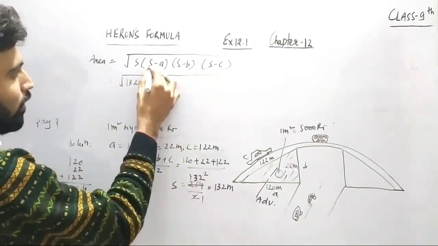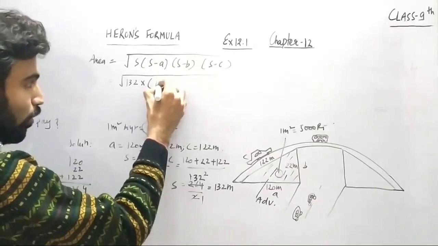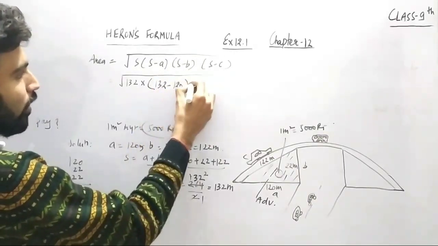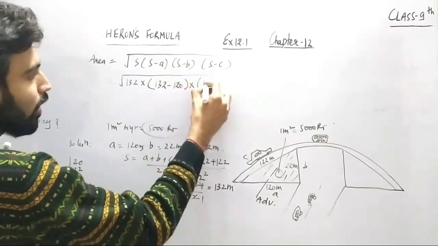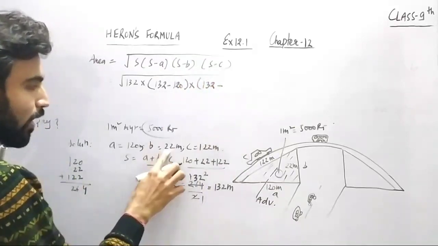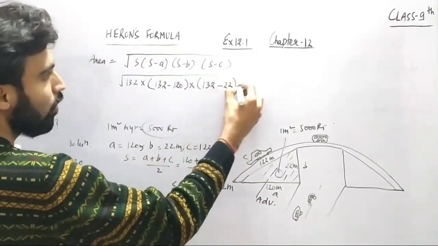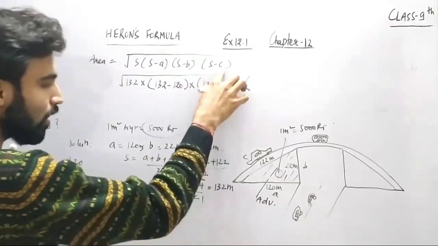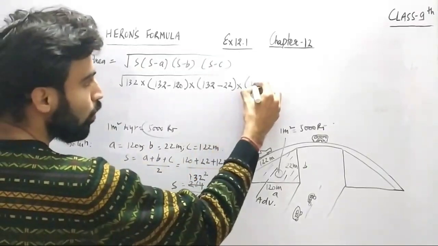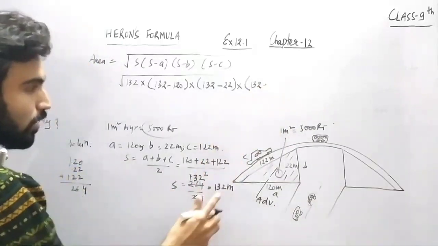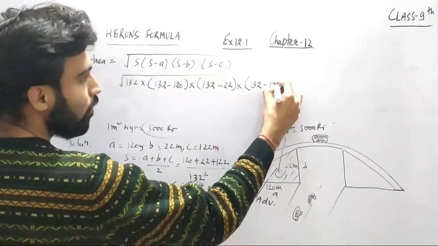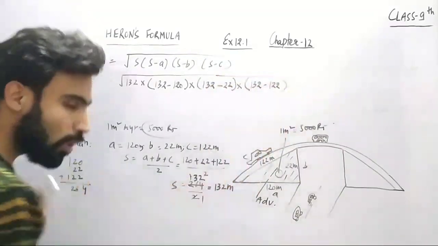Then multiply s minus a. So s is 132 minus a. What is a? That is 120, into s minus b. Again s is 132, then minus b. What is b here? That is 22, into s minus c. What is s here? That is 132 minus c, and c is 122, right? So here we have substituted all the values.